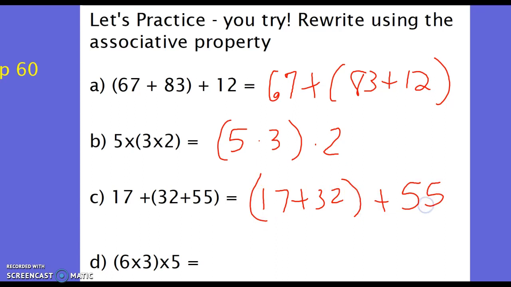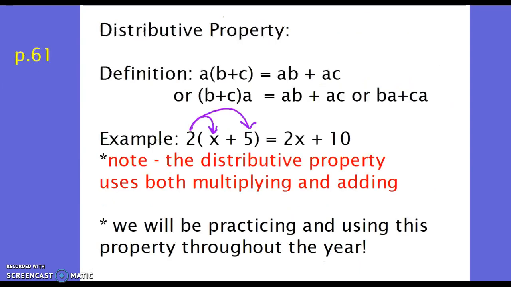Notice my order is staying exactly the same. Like I have a 6 times a 3 times a 5. I'm not changing the order. I'm just changing what the parentheses are around. That is the associative property. Check your answer, see how you did, and then we'll move on.